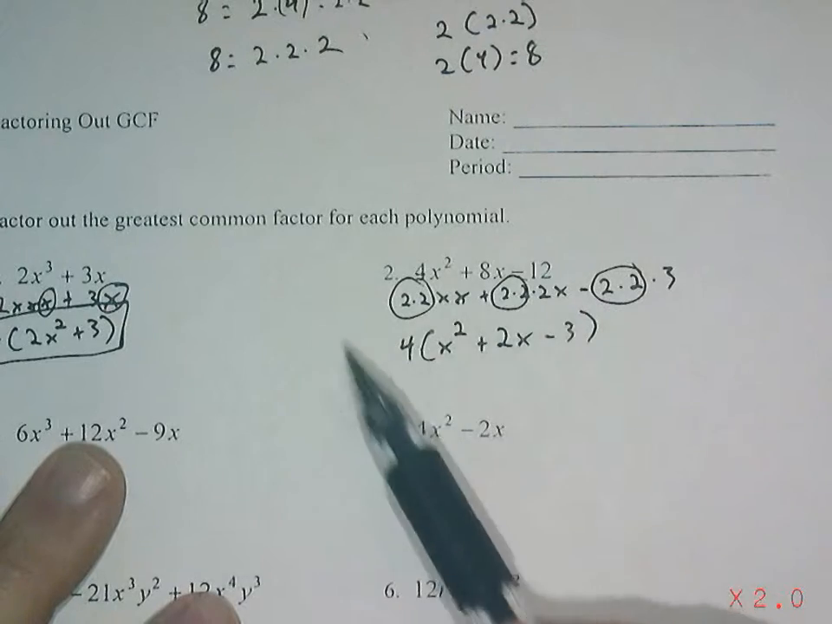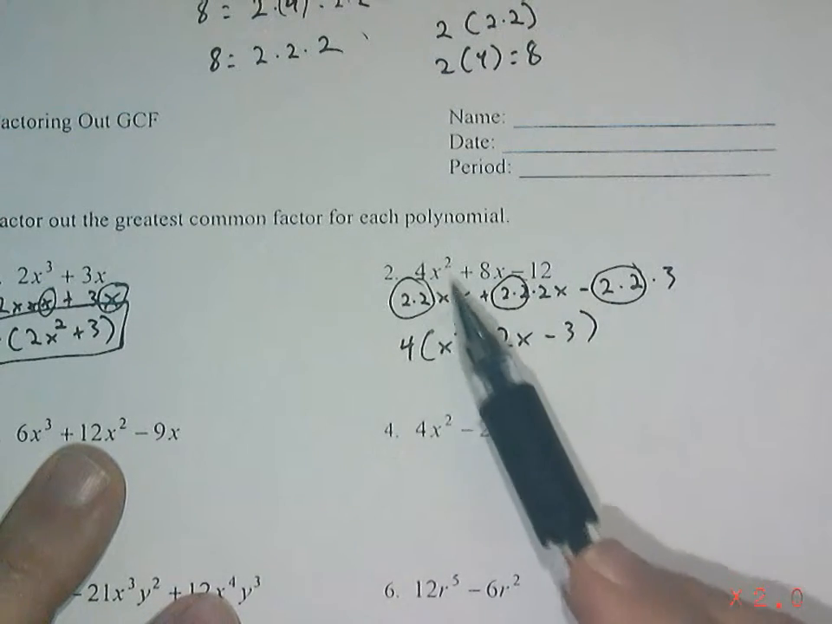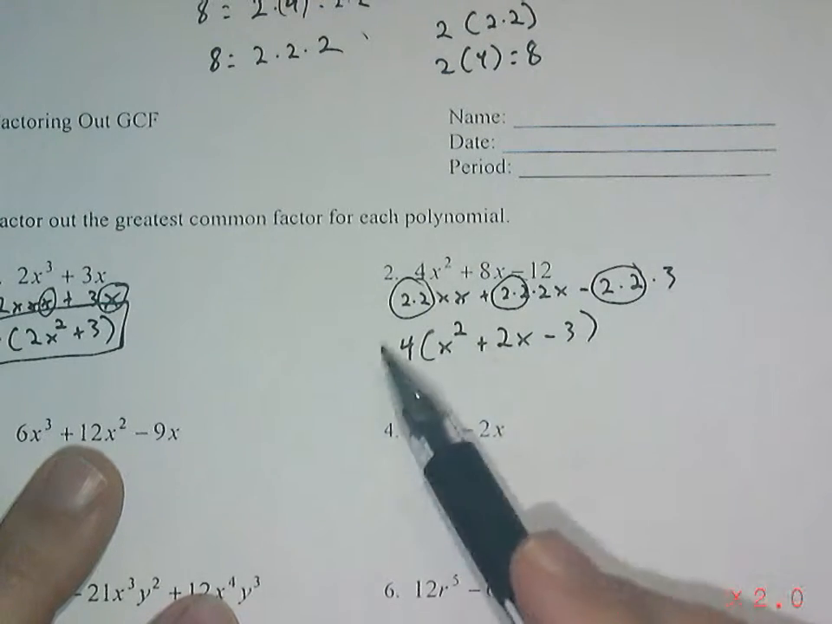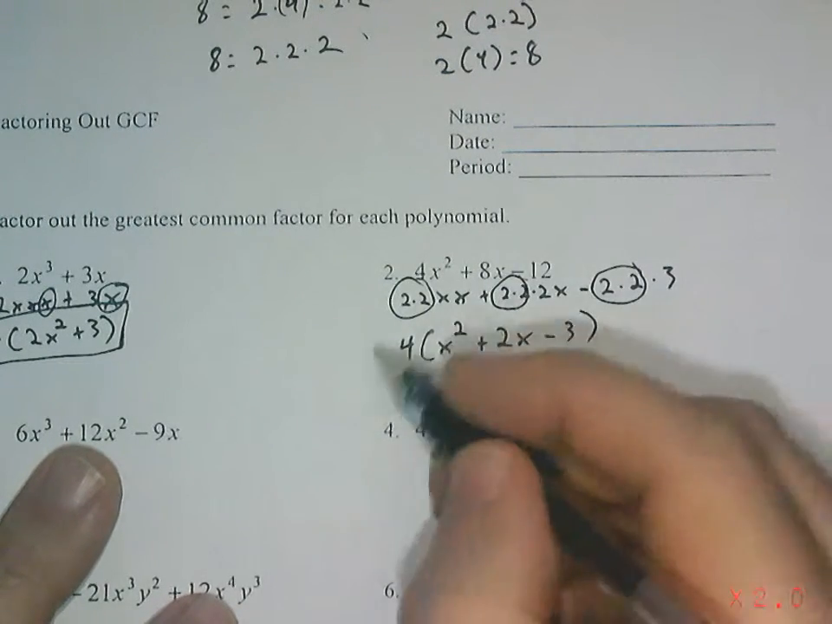Now if I were to multiply back through, 4 times x squared is 4x squared, yep. 4 times 2x is 8x, yep. 4 times negative 3 would be negative 12. That is my factored form.